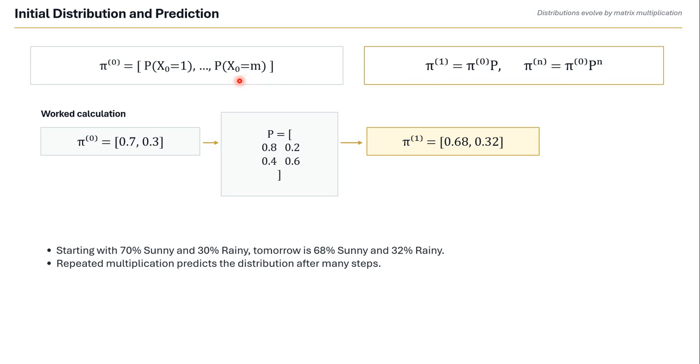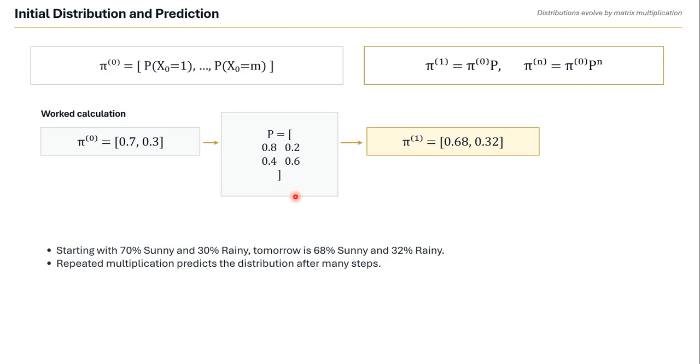If we multiply this row vector by the transition matrix P, we get the distribution after one step. So pi 1 equals pi 0 times P. After n steps, the distribution is pi n equals pi 0 times P to the power n. This is one of the most useful formulas in finite Markov chains.